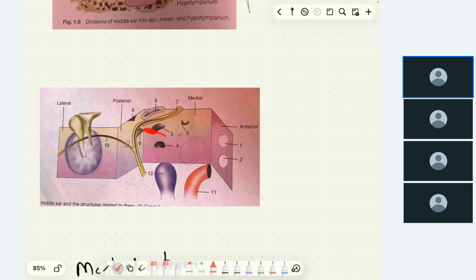The aditus is an opening through which the attic, that is the middle ear, communicates with the antrum. It lies above the pyramid.